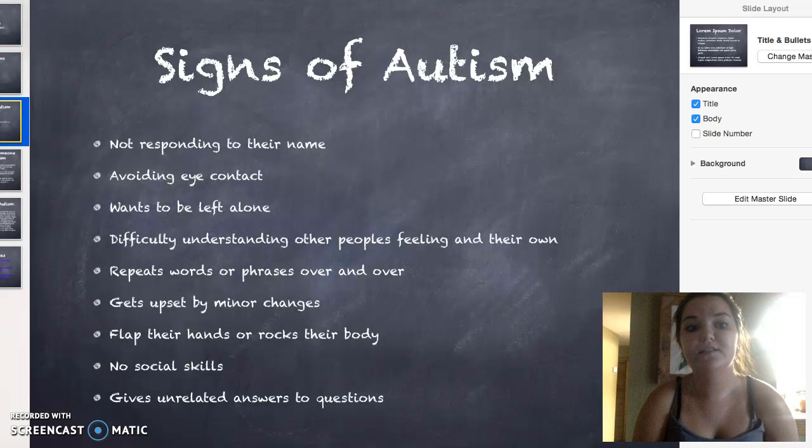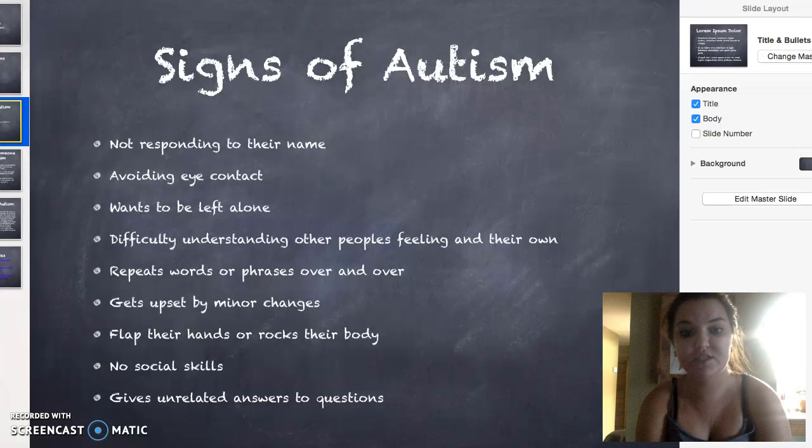The signs of autism, usually they don't respond to their name. They avoid eye contact. They want to be left alone. They don't like being touched. Difficulty understanding other people's feelings and their own. They repeat words or phrases over and over again. They can get upset by minor changes. They tend to flap their hands or sometimes even rock their bodies. They have little to no social skills, and they give unrelated answers to questions.